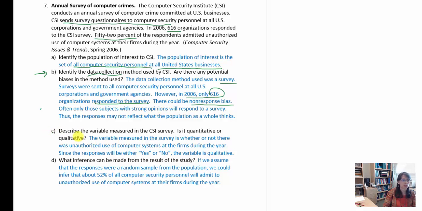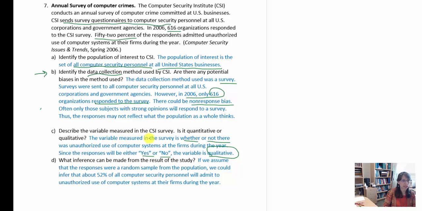In Part C, describe the variable measured in the CSI survey. Is it quantitative or qualitative? The variable measured in the survey is whether or not there was unauthorized use of computer systems. So whether or not is like a yes-no type of question. So that is not something countable. It's just a yes or no type of response, which means it is qualitative in nature. That is not something measurable on a numerical scale.